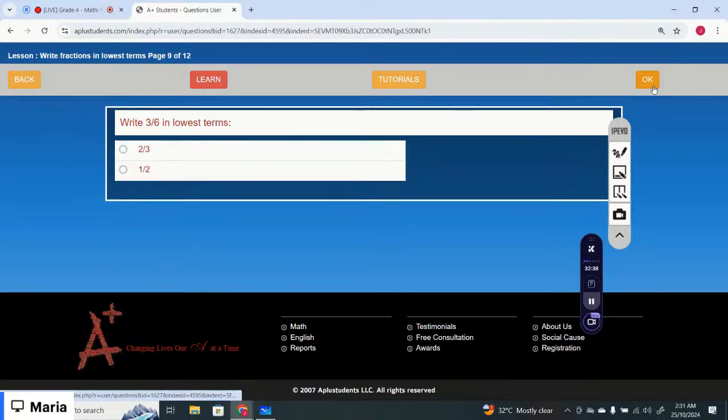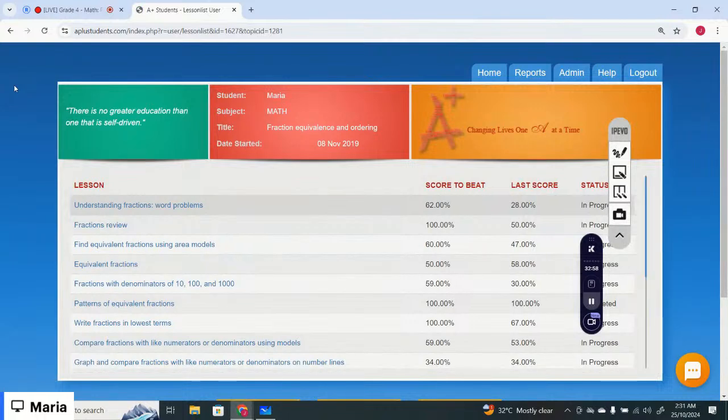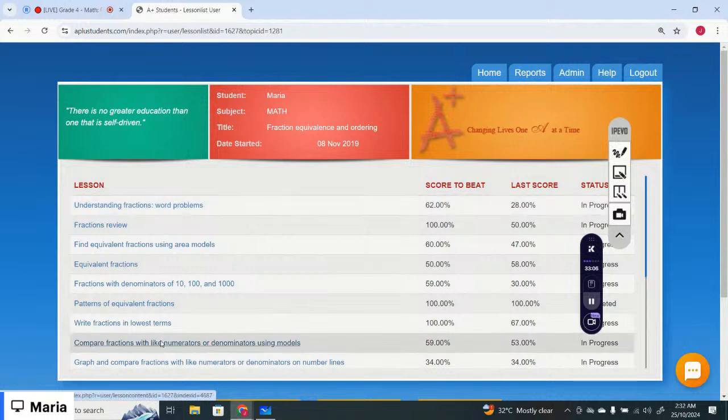Okay, you can complete the lesson by yourself later today. Let me just move on to the next lesson. The next lesson is compare fractions with like numerator or denominator.